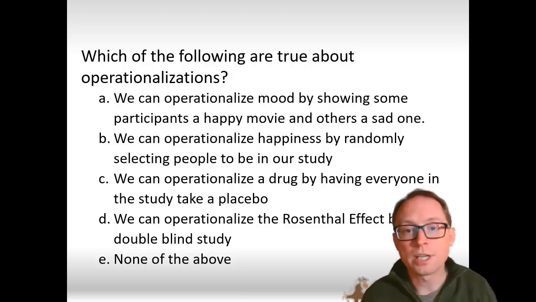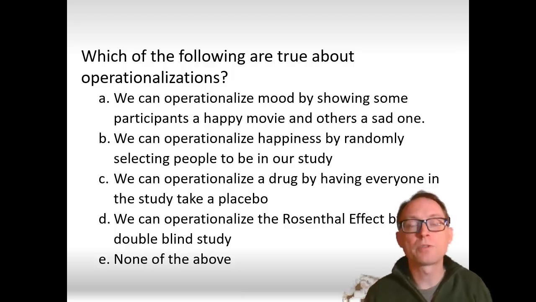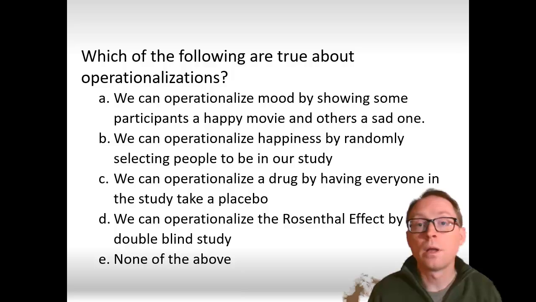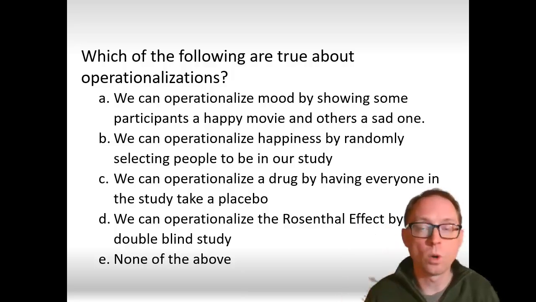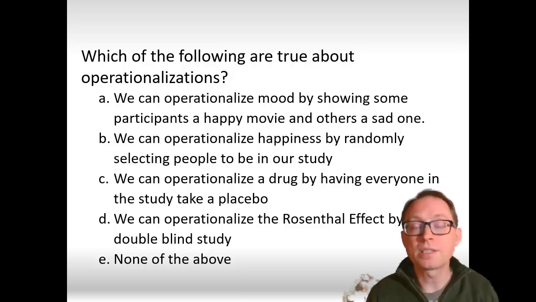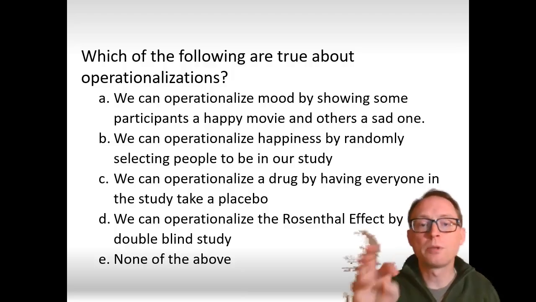We can operationalize mood by showing some participants a happy movie and others a sad one. If you remember, an operationalization is either a measurement or a manipulation, one or the other. So we're going to measure it or we're going to manipulate it. In this particular case, A is a manipulation of mood. We operationalize the mood by having some participants see a happy one and others see a sad one. That's how that goes.